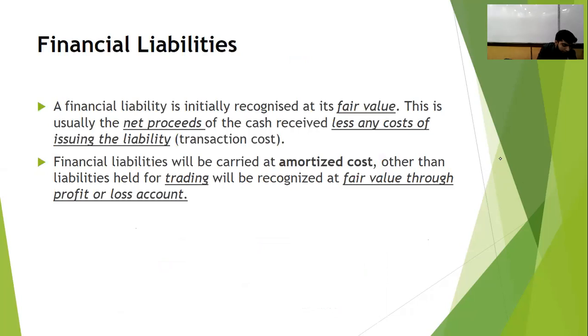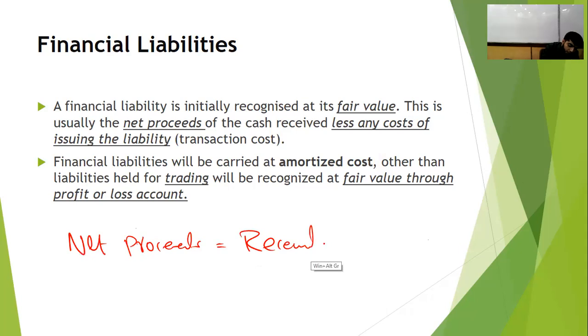Okay, now coming back to the financial liabilities. Whatever we have discussed in the financial asset debt instrument, exactly the same scenario applies, but one major difference is the table will start from net proceeds. What is that net proceeds? That is the amount received minus any transaction cost. That is the major difference.